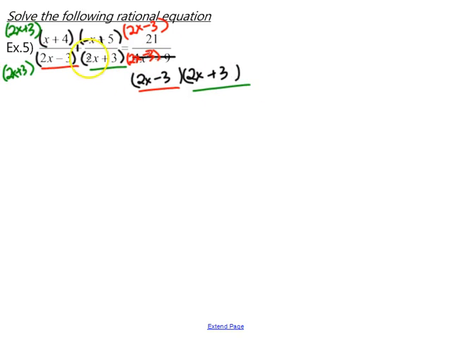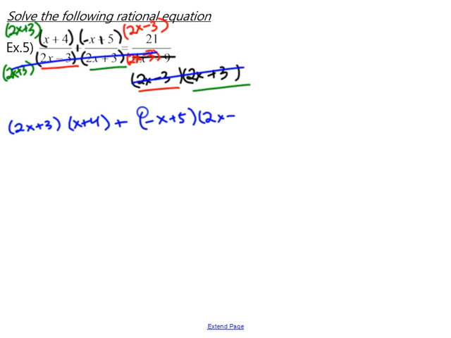Now that all the denominators are the same, we can go ahead and cancel those out and then rewrite our equation that's left with our numerators. So we have 2x plus 3 times x plus 4 plus a negative x plus 5 times 2x minus 3, and that's equal to 21. So our next step in solving is to FOIL.